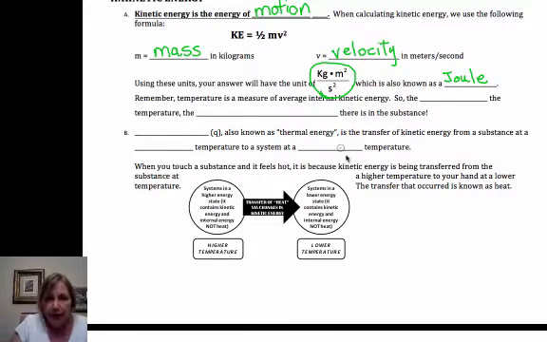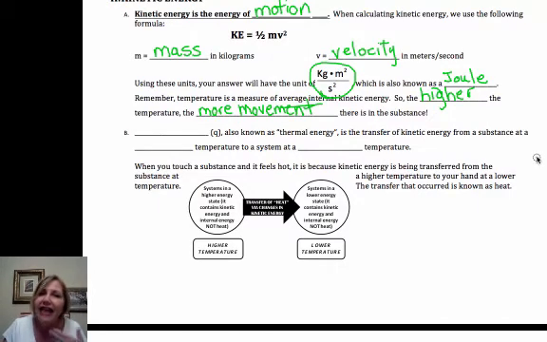Now, remember, temperature is a measure of the average kinetic energy. So, the higher the kinetic energy, that means there is increased movement. There is more movement in the substance, more kinetic energy. So if it's a gas in the air, as the air warms up and the temperature goes up, the gas molecules are moving faster. Okay?